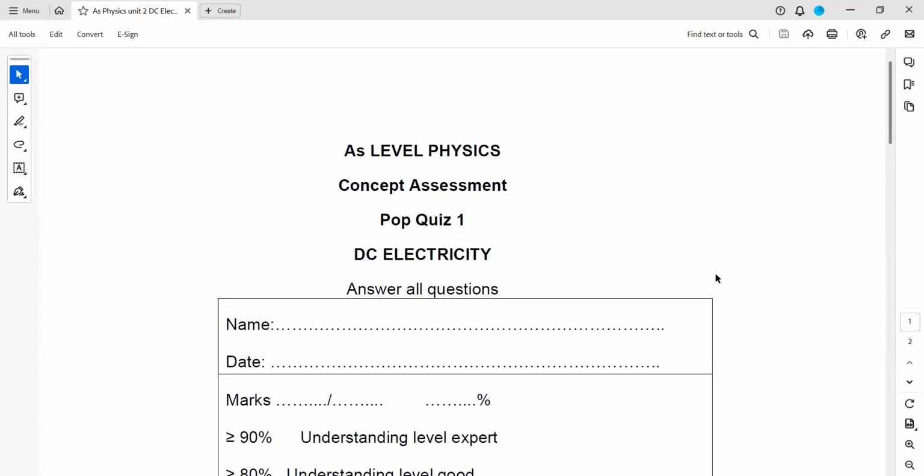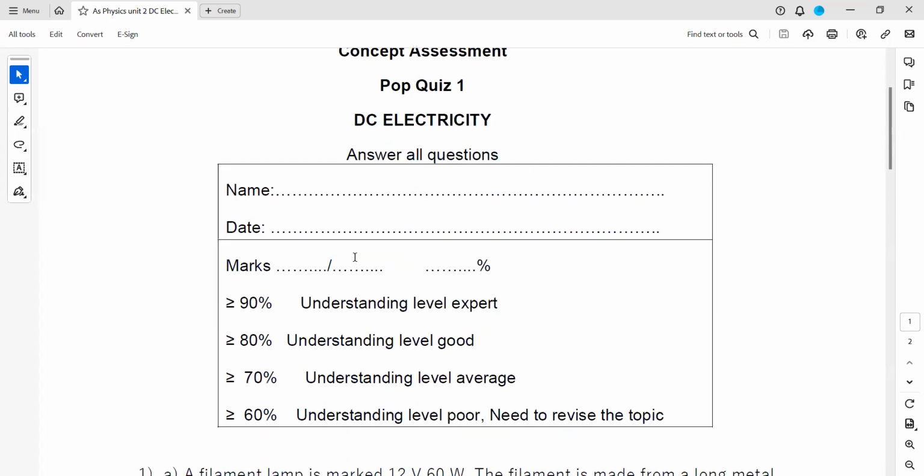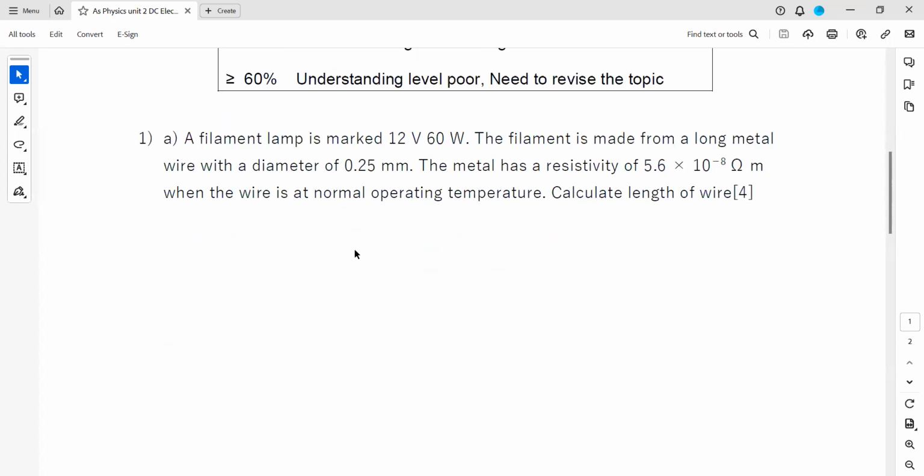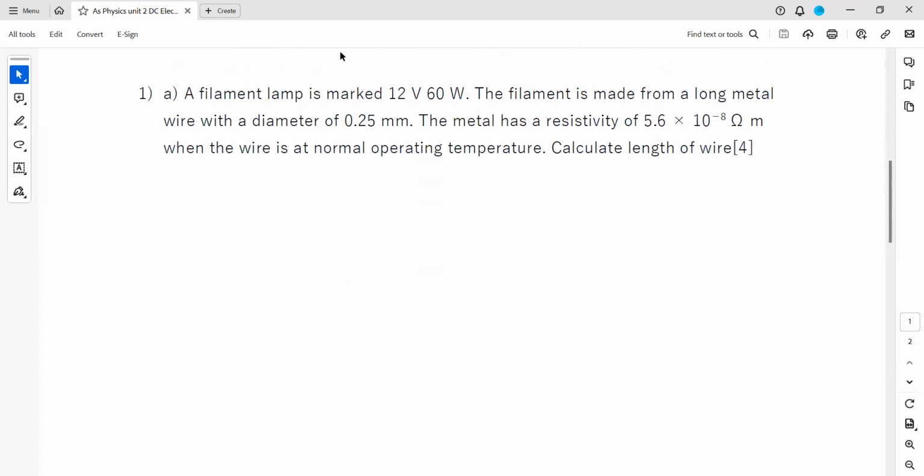So this one is the AS Physics pop quiz, which was related to DC electricity. We have a filament lamp which is marked 12 volts and the power is 60 watts. The diameter is given, 0.25 millimeter, and the resistivity is there. We want to calculate the length.